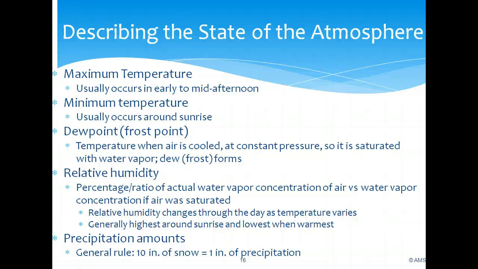This next slide gives us an idea about how and what describes the state of the atmosphere. And obviously things like temperature, minimum and maximum, dew point, relative humidity, and precipitation have an effect on the state of the atmosphere as we know it. These particular terms are important for us to know, so you should look over and appreciate what each one of these actually means. Minimum, maximum, dew point, relative humidity, and precipitation.